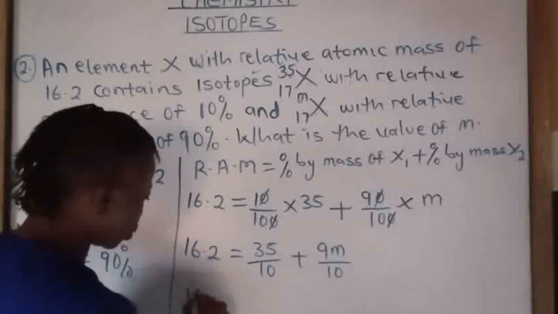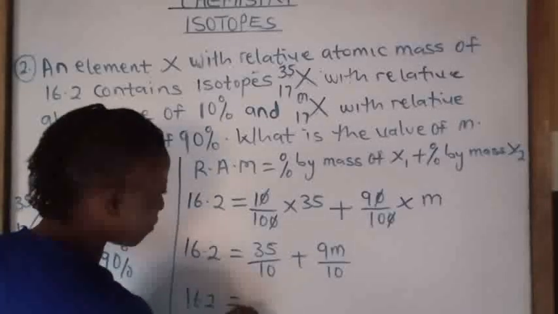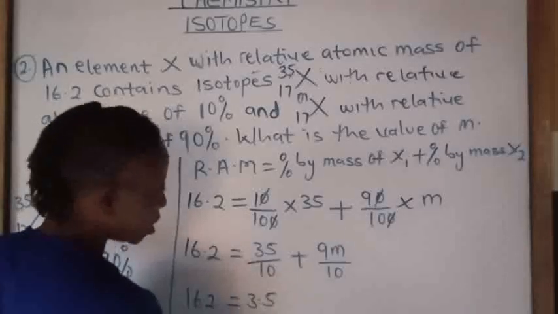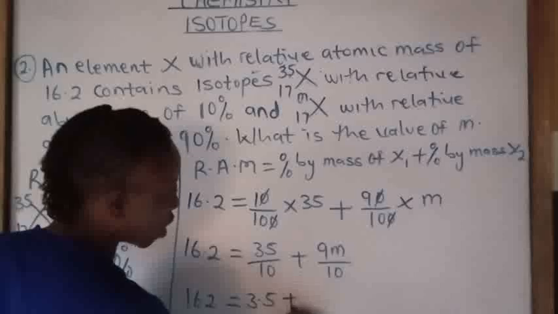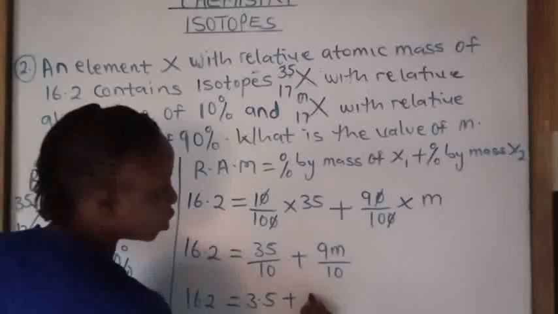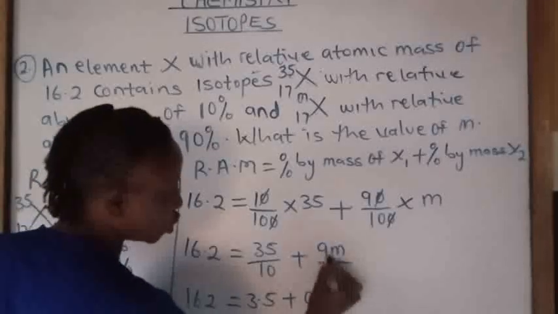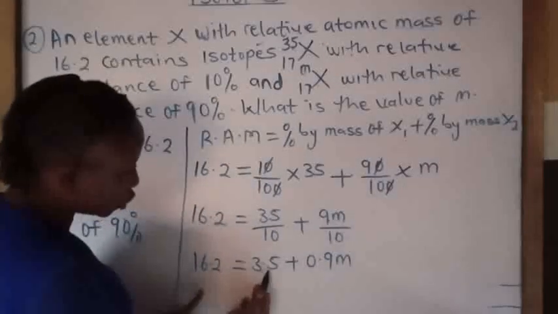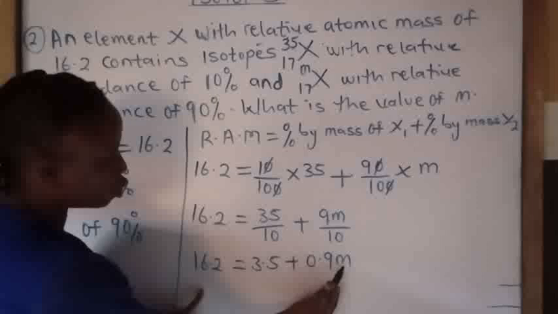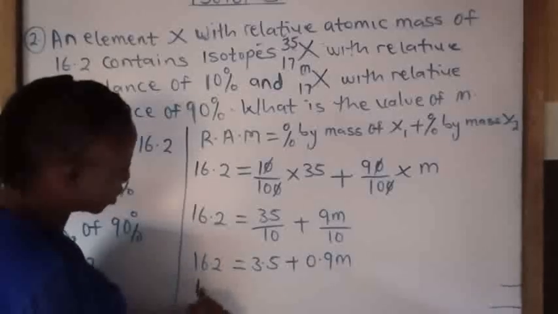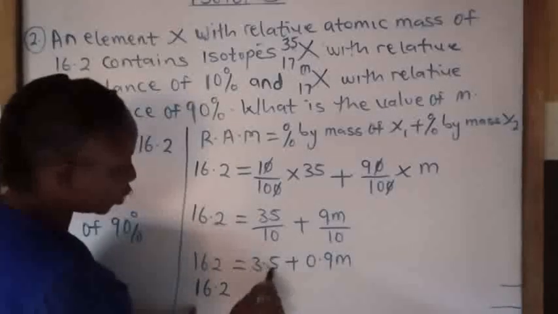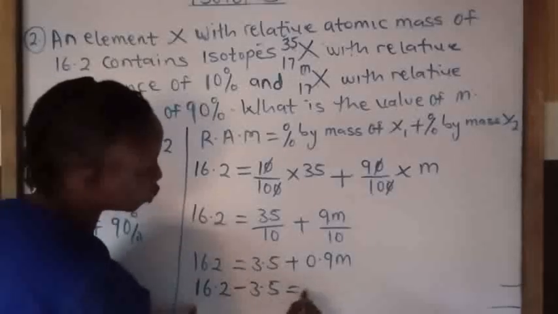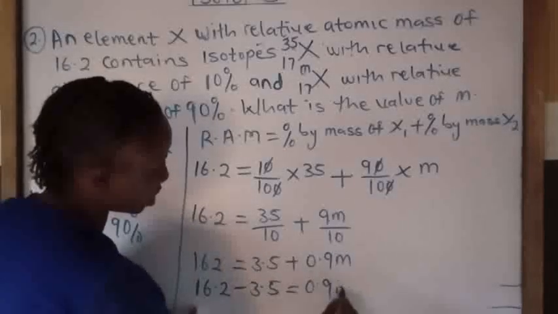So 16.2 equals, 35 divided by 10 will give us 3.5, plus 9 divided by 10 will give us 0.9, so it's 0.9 m. So we are going to collect the like terms to get the value of m. This one will give us 16.2. Bring 3.5 to this side, that will be minus 3.5, equals 0.9 m.